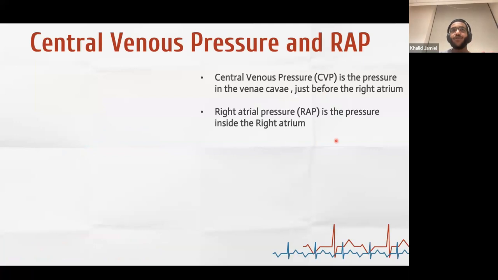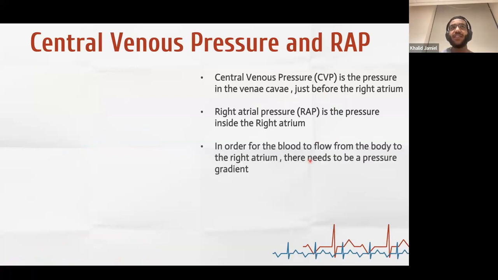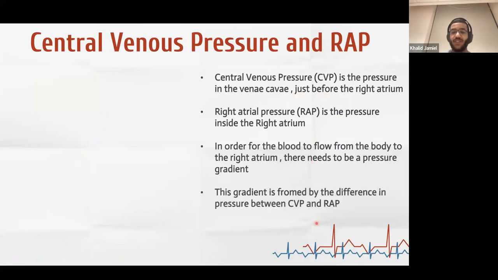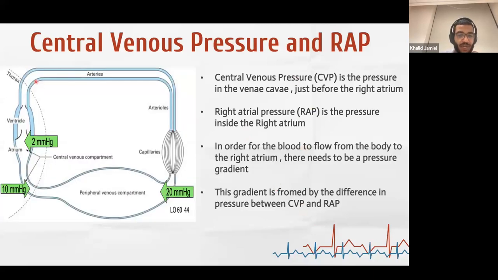In order for blood to move from the body to the right atrium, we need a difference in pressure, a pressure gradient. And what's this pressure gradient? It's the difference between CVP, which is central venous pressure, and right atrial pressure. Is this clear? Let me explain it on the diagram. This is the right atrium, and this is the veins just before the right atrium. The difference between this and this is the pressure gradient needed for the blood to flow from the veins of the body to the atrium.